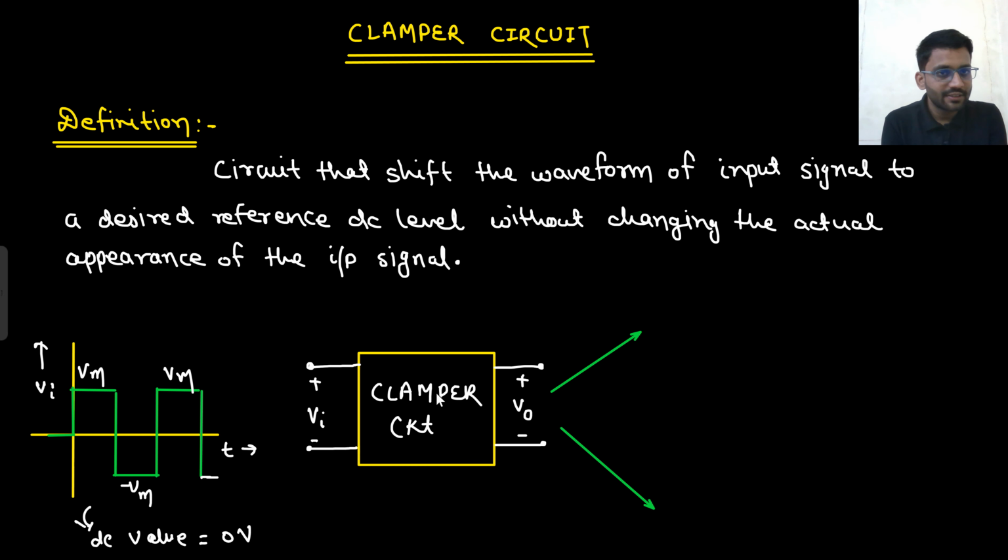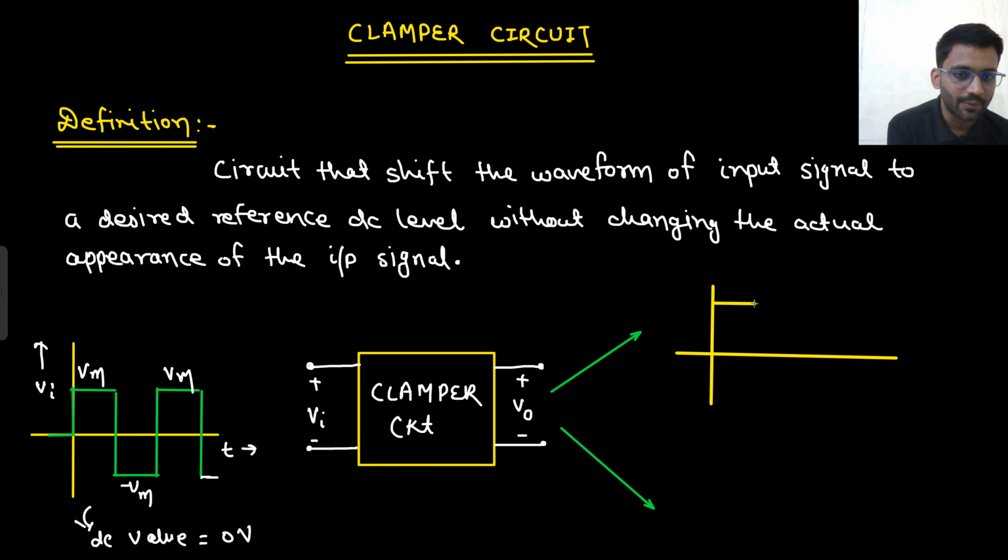So let's assume I shift it upward by Vm by 2. So what will happen? This Vm is shifted upward by Vm by 2. So the positive magnitude will become 3 Vm by 2, right? And negative would become minus Vm by 2, because it is shifted upward. Minus Vm is shifted upward by Vm by 2, so minus Vm plus Vm by 2 would be minus Vm by 2.